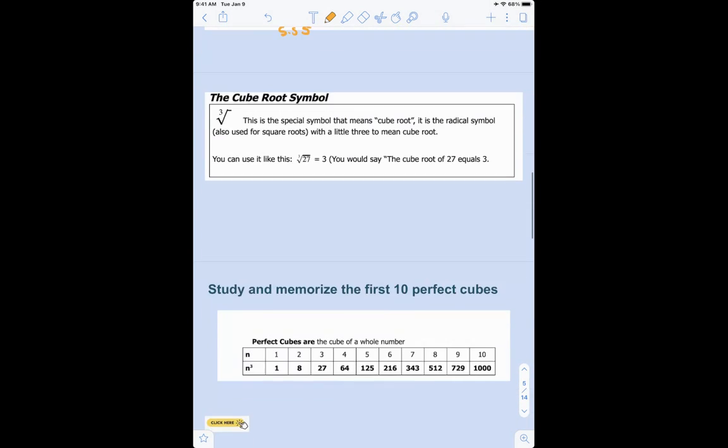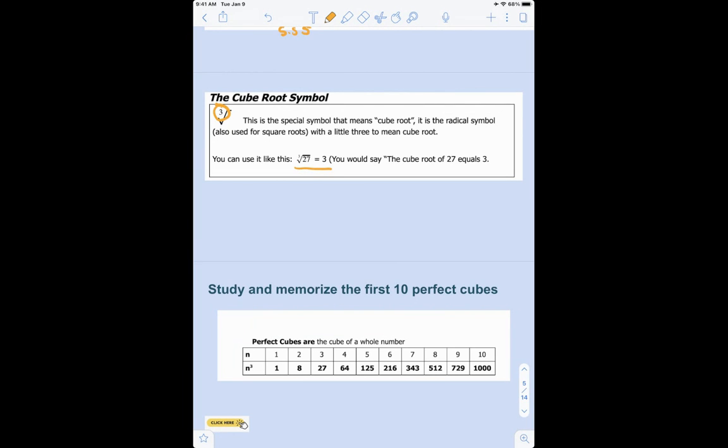So there's a special symbol that we use, and this special symbol means the cube root. It's the radical symbol, which is similar to the square root, but we have a little tiny root, or it's also called an index, and it's the number 3. And so we say this the cube root. So you can say it like this. The cube root of 27 is equal to 3. And that's how you would say it in words if you wanted to translate this equation.